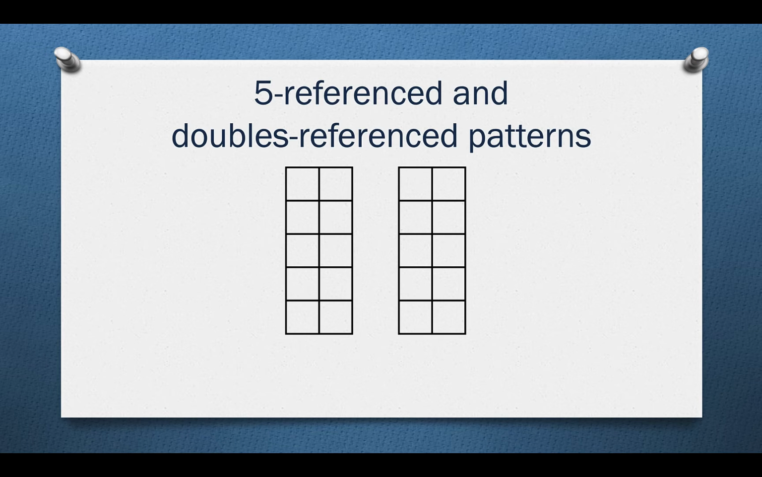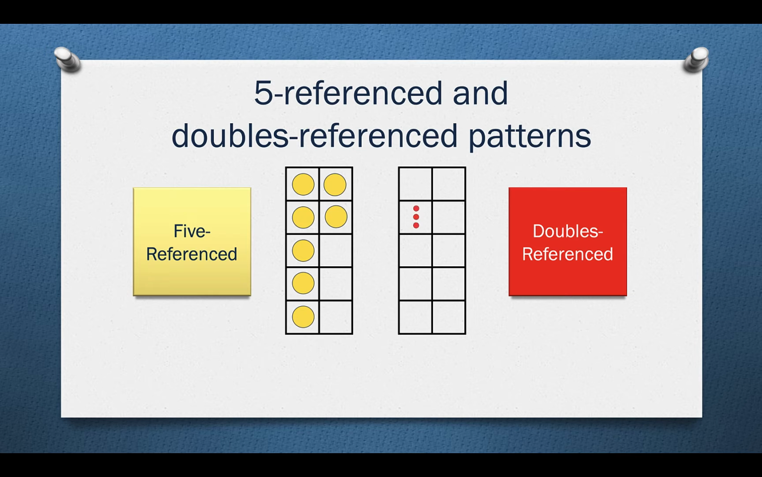To show a number as 5 referenced, fill a column of 5 if possible, and then show any remaining chips in the second column. To show a number as doubles referenced, fill the columns equally, and if the number is odd, place an additional chip in the first column. Here you see an example showing a doubles referenced 7 and a 5 referenced 7.